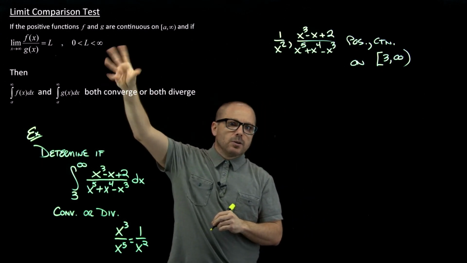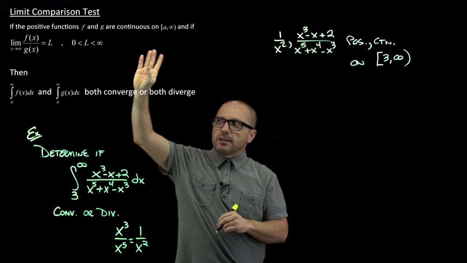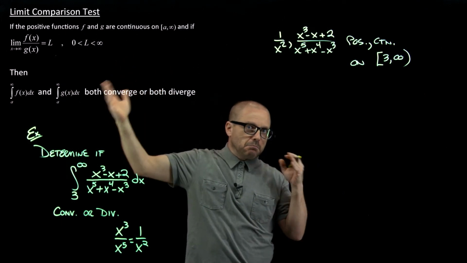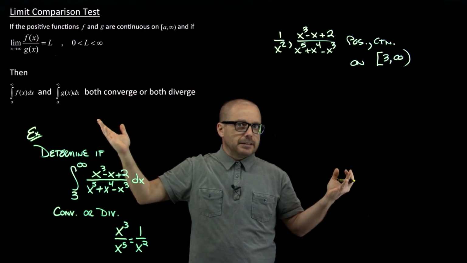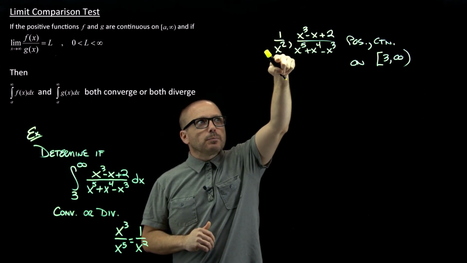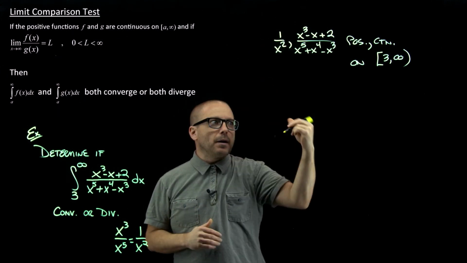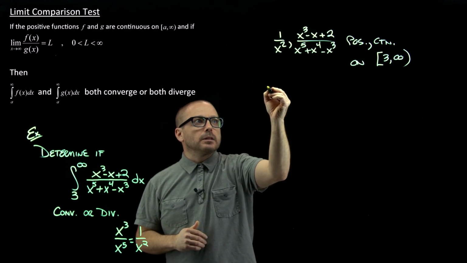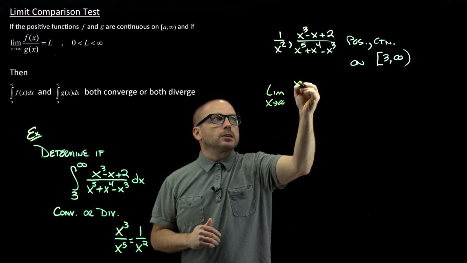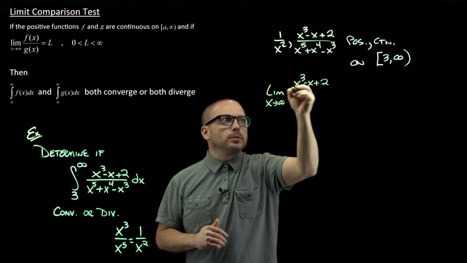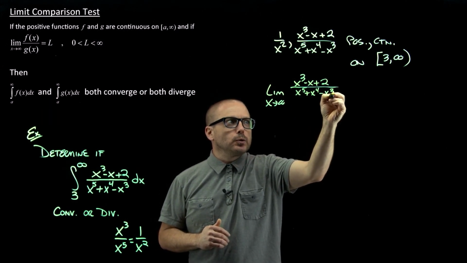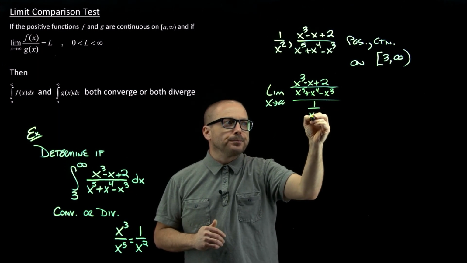Now, it doesn't matter who goes on top or who goes on bottom, because if you end up with a number, say 15, if you had it flipped, it'd be 1/15. Both numbers are still bigger than 0, less than infinity. So you can't really go wrong. I usually put the thing that we're comparing with on the bottom, though. So let's look at the limit as x goes to infinity of x cubed minus x plus 2 over x to the fifth plus x to the fourth minus x cubed, all over 1 over x squared.